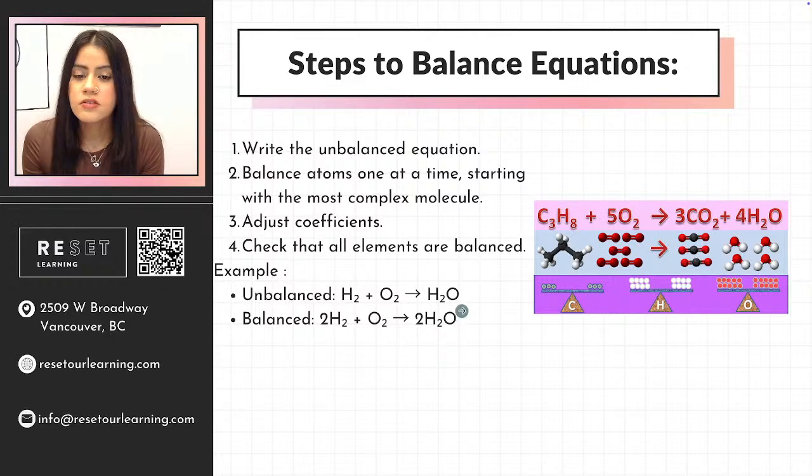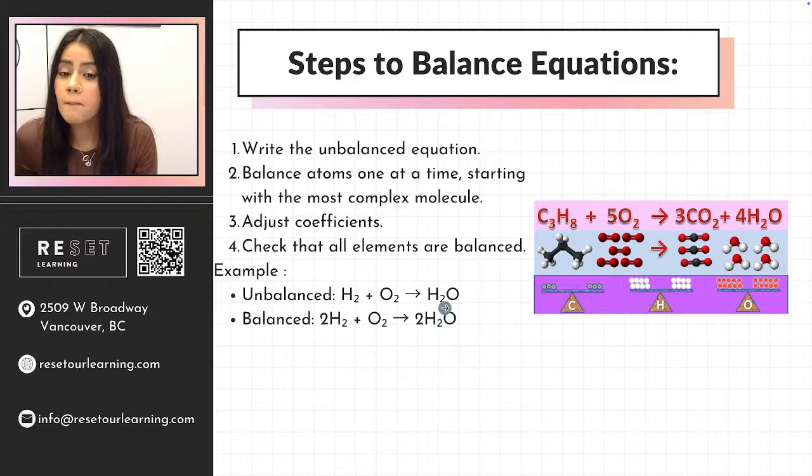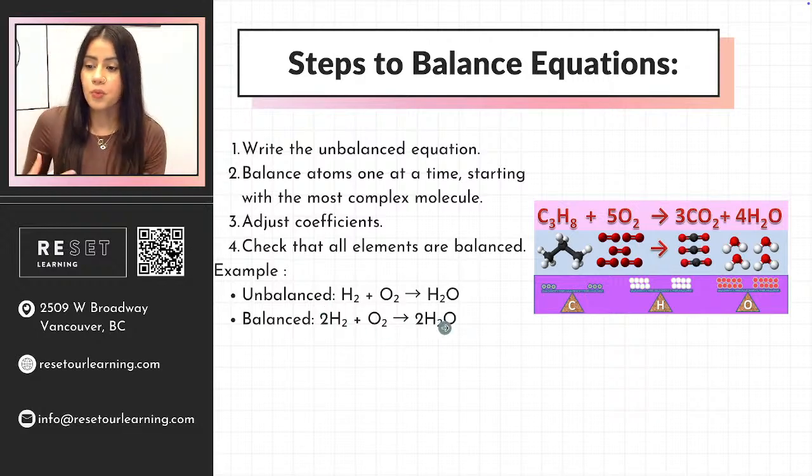In this case, the easiest way is to put a coefficient, which is 2, in front of the water molecule, which will also change your amount for hydrogen. So this will become 2 times 2, which is a 4. You will have to put a 2 in front of this hydrogen as well. And then oxygen is also 2 on my right. So now we have a balanced equation.